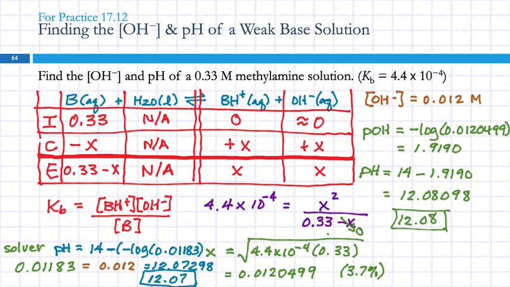So if this was an exam question with multiple choice answers, you would see one of these as the correct choice. So if I put in 12.07 and you used the x is small approximation and you came up with 12.08, you should recognize that 12.08 is essentially the same as 12.07. The other things I would put in there would be like 1.92, because that's if you calculate pOH instead of pH. Any questions?